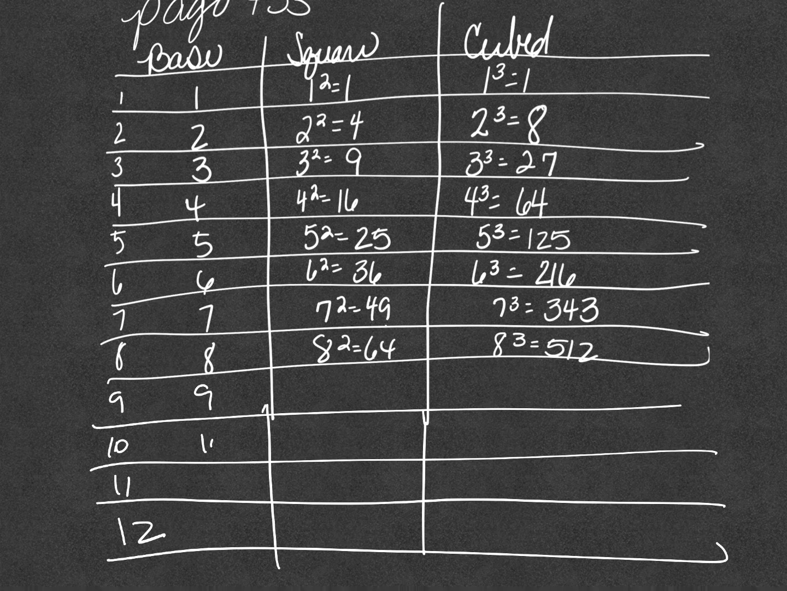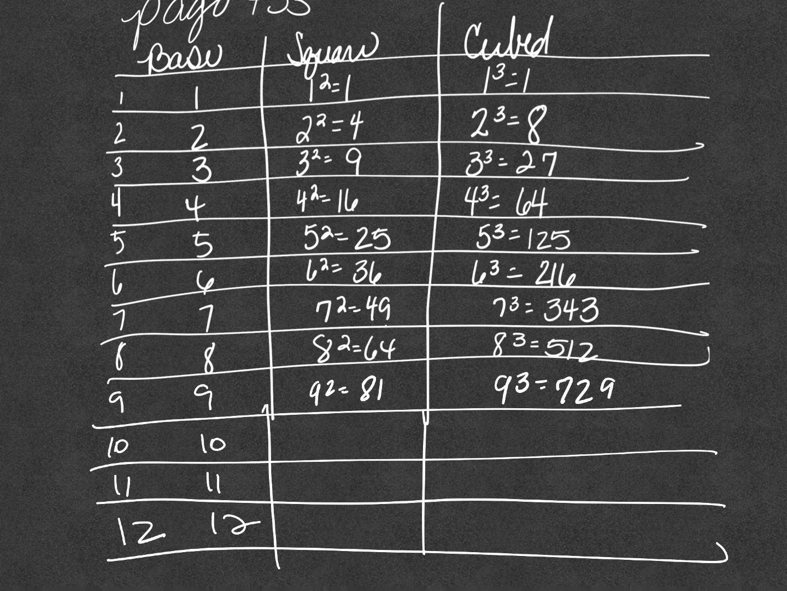So 9, 10, 11, and 12. So 9 squared is 81. 9 cubed is 729. Boom, you're the winner. 729. What else is in that? I did do the math.